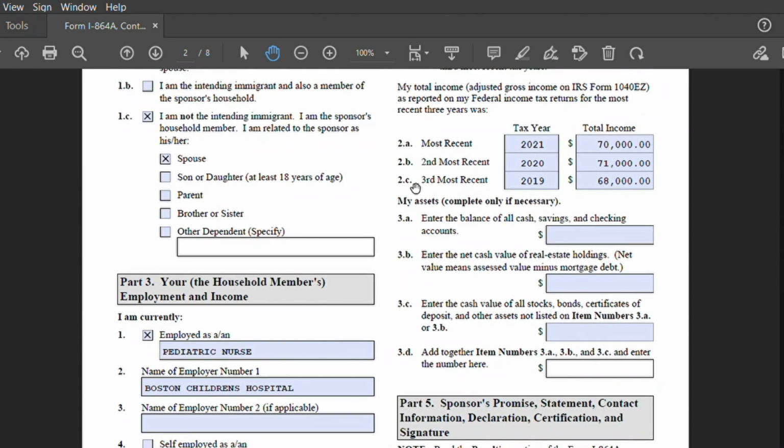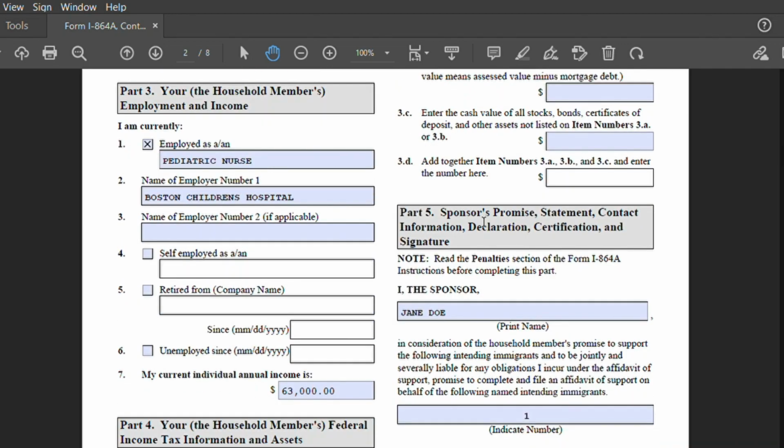Moving on to the next part right here about assets. And again, this needs to be completed only if it's necessary. So if you do not meet the income requirement, then you can use your assets to supplement this income. Check out the form instructions that describe exactly what value you need to have in assets, etc. And so finally, the last two parts are dedicated specifically to the signatures.